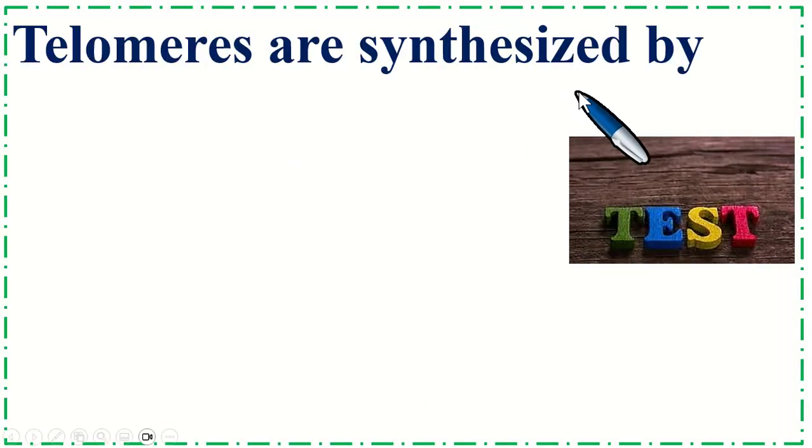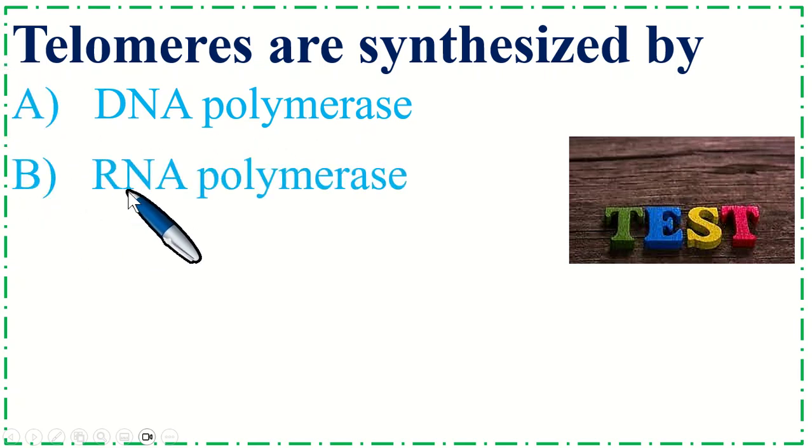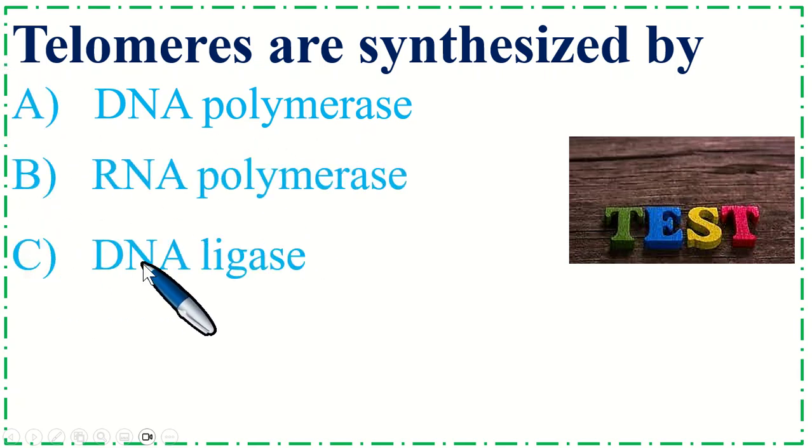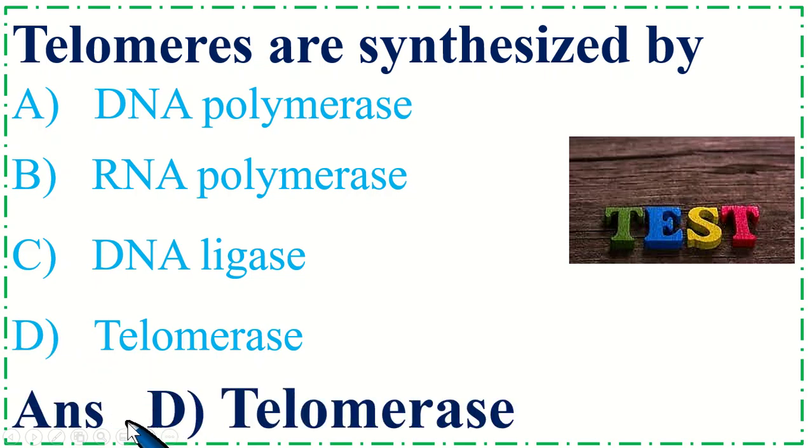Telomeres are synthesized by option A, DNA polymerase, B, RNA polymerase, C, DNA ligase, option D, telomerase. So the correct option is D, telomerase.